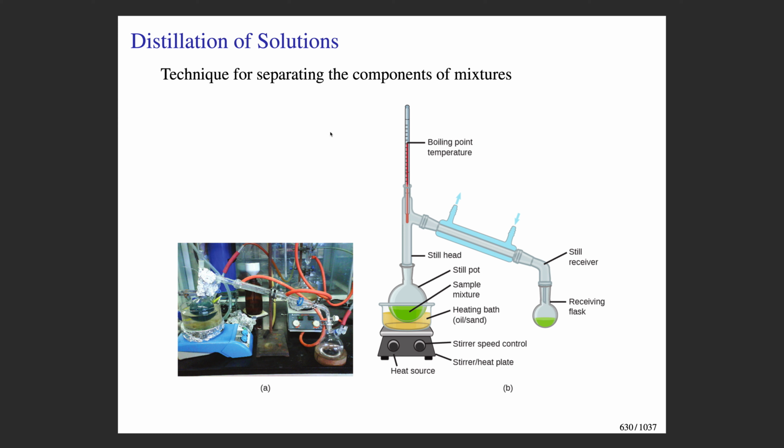And so here's an experimental apparatus where you've got, this is the sample mixture. This is the distillation still pot. You heat that up. Then you have a condenser here. The vapor phase above this mixture is going to be enriched in the more volatile liquid, and so you can collect the more volatile solution, or the solution that's enriched in the more volatile component. You can collect that over here in the receiving flask.